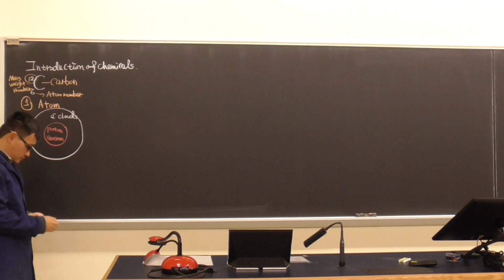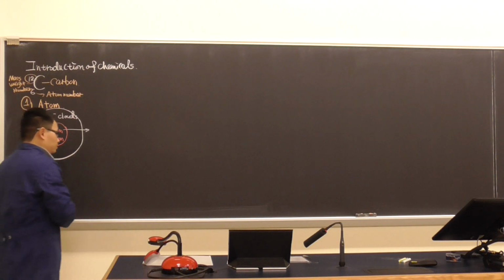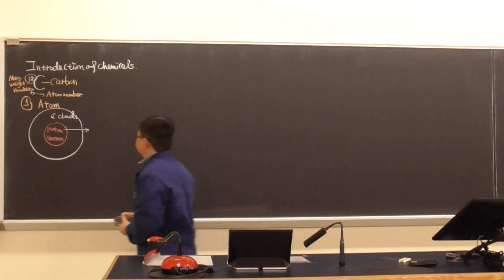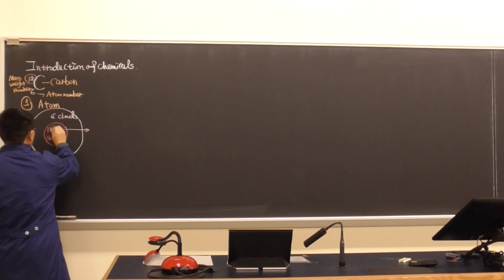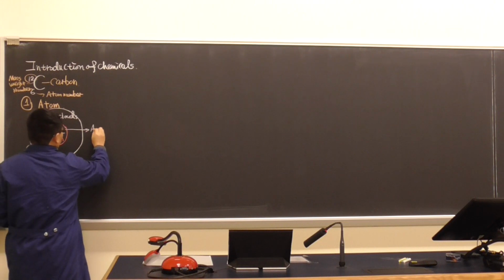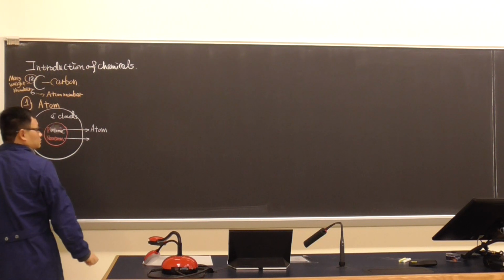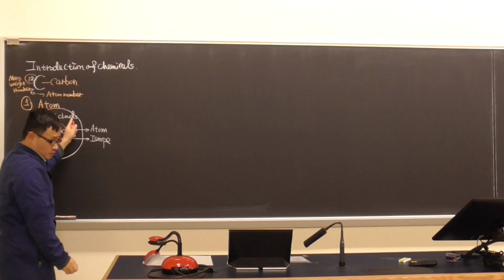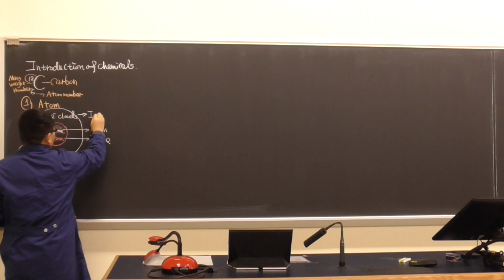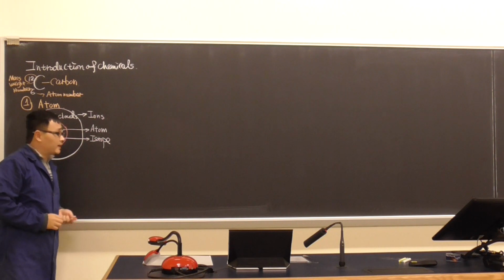Now, what do these things mean? What does the proton mean? What's a protonic number? Sorry, protonic number. What does a protonic number mean? It means what type of atom it is. What does a neutron mean? It means it could be an isotope. Now what does the electron indicate? Electrons indicate ions. Okay, let's talk about the atom first.